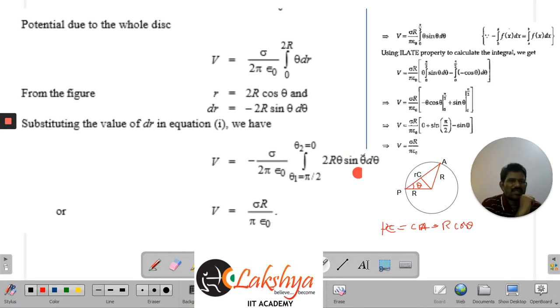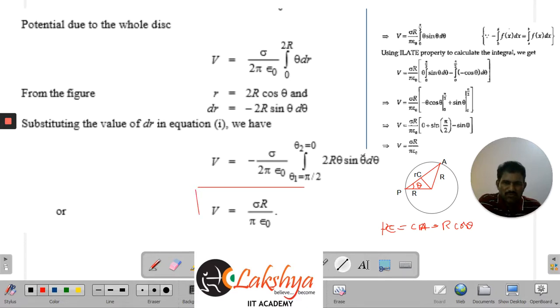The total integration using the product rule I mentioned here is not required. Once the product rule is completed in mathematics, you can solve that integration very easily. If you want to go further, you can go through that calculation. So this is the potential due to this disk at the edge of the disk.